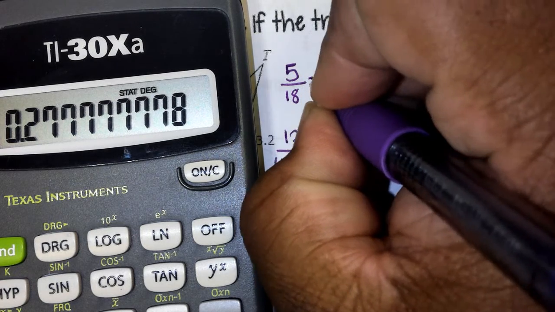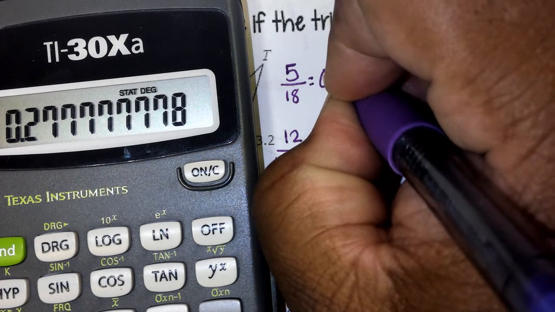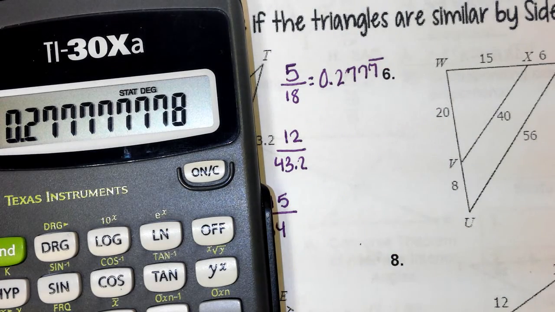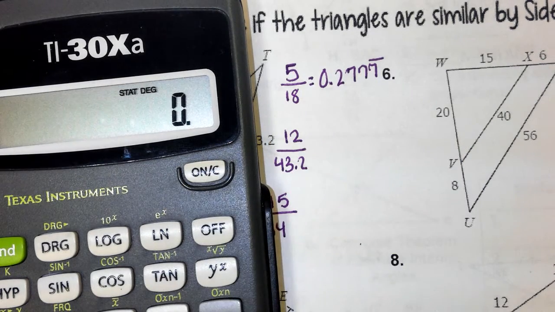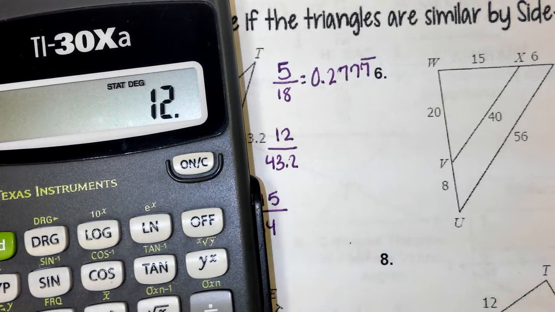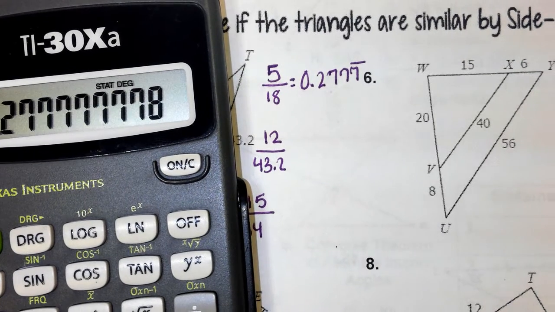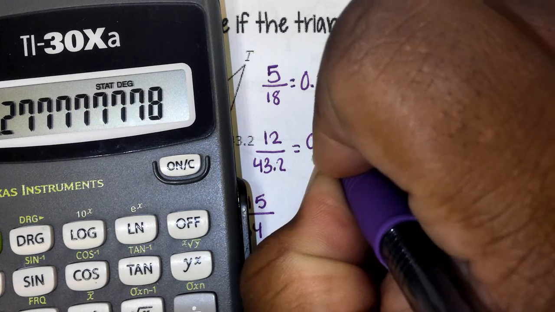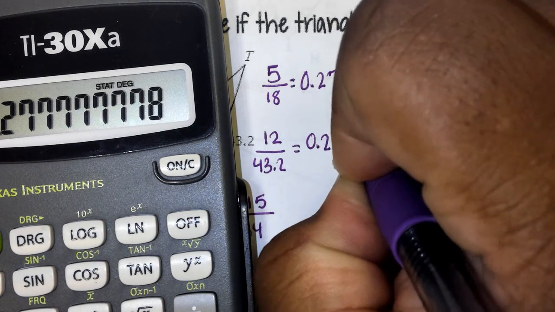Thank you. This is a long decimal. I'm not about to write the whole thing. I'm just about to write enough so I can see it on paper. It's kind of like a repeating 7. No, don't round nothing. 12 divided by 43.2. Get the same thing. So good so far. You need to check all 3 sides though, because one side could be different.